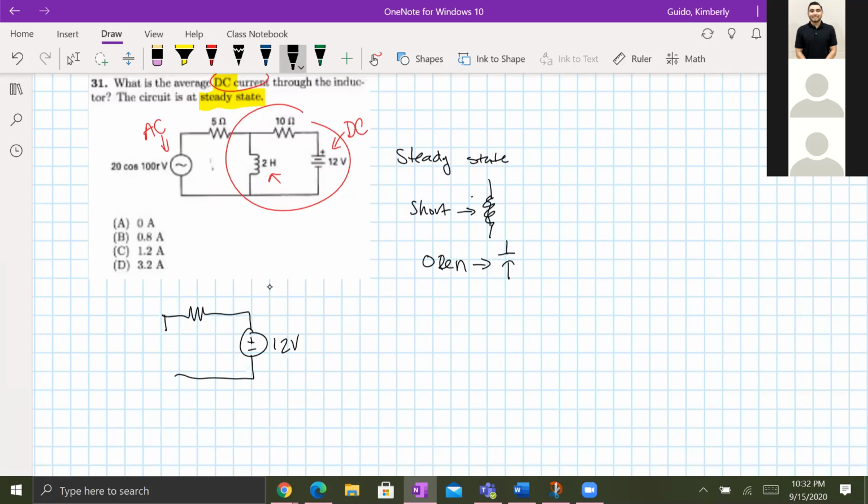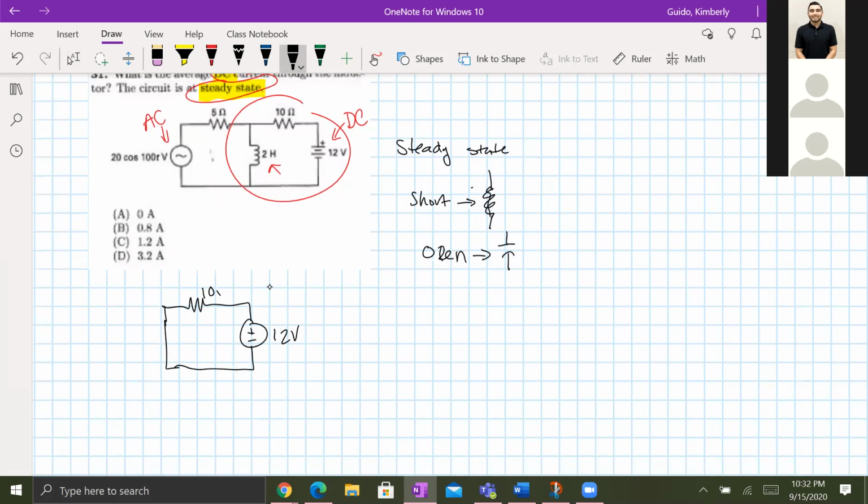And then we said that because it's steady state, we're going to short the inductor. So do you want me to just short it? Yeah, just run a line through. Then from there, we just have 10 ohms, and it says basically find the current here, which is basically everything. So find I.